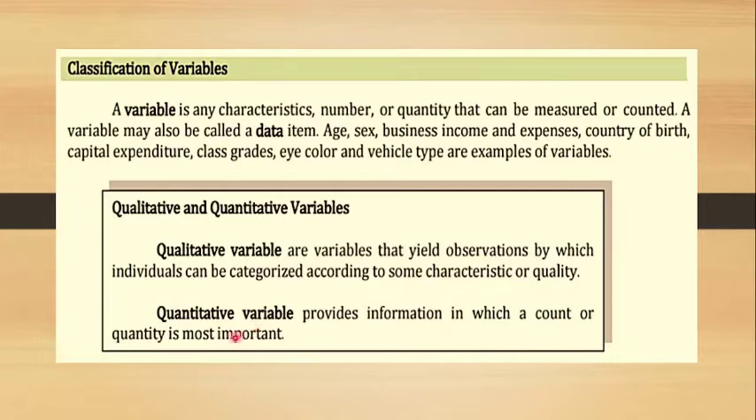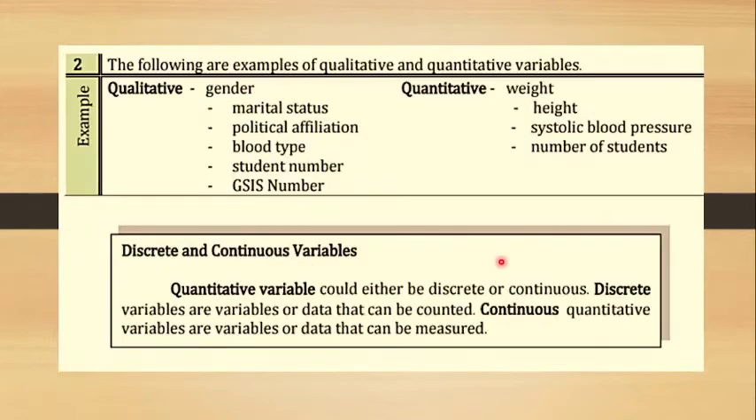So we have here qualitative and quantitative variables. What is the difference between a qualitative variable and a quantitative variable? Qualitative variables are variables that yield observations by which individuals can be categorized according to some characteristic or quality, while a quantitative variable provides information in which a count or quantity is most important.